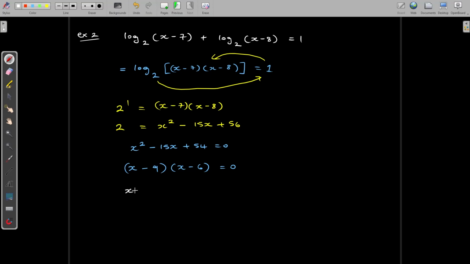So now x is equal to 9 or x is equal to 6. And why are both of these answers acceptable? What if we had had a negative 6 here? Would that work? No, sir. Because if we were to put negative 6 up here, we'd get negative 13, and we can't take the log of a negative number. So just remember that.